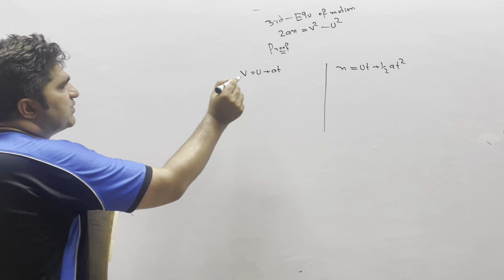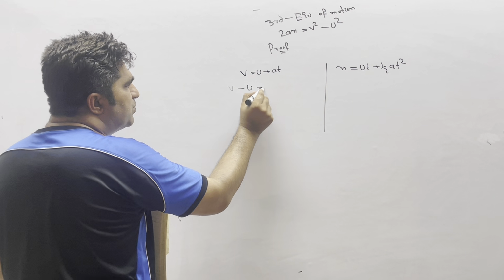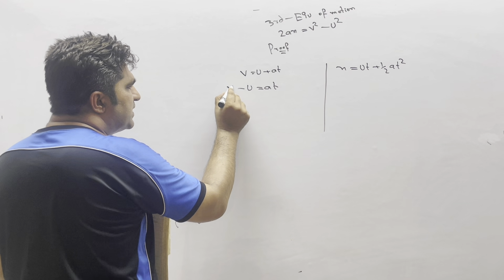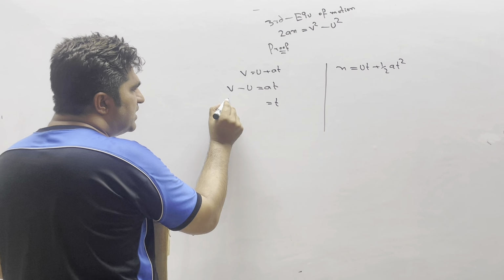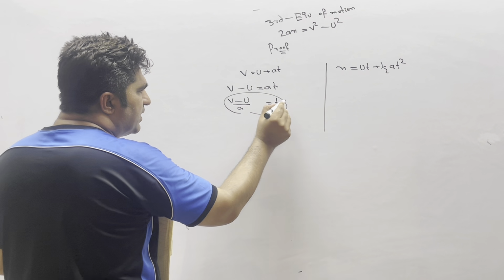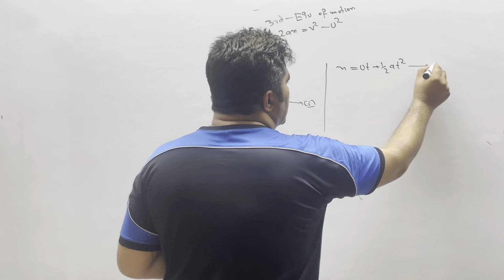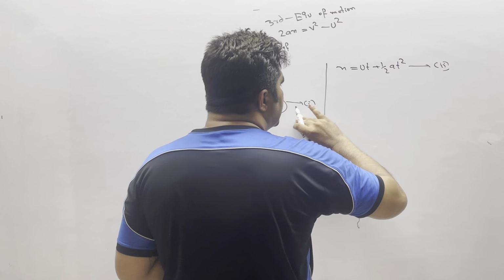Okay, let's see. From here you can get t. v minus u equal to at. You want to get t here. It means t will be v minus u divided by a. I can call it equation number 1. I can call the other equation 2. And what I have to do is put 1 in 2.